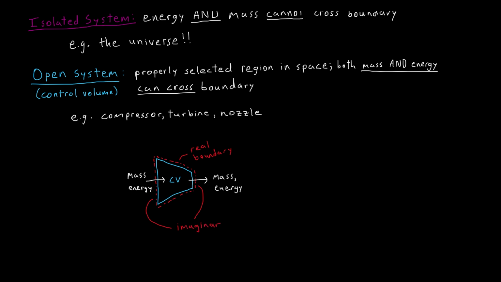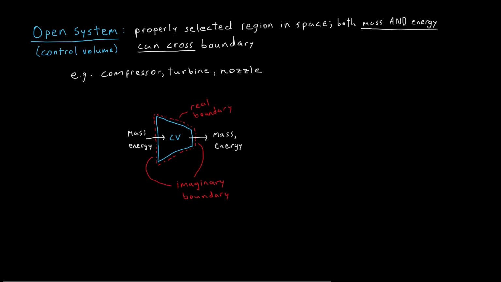From this particular configuration, you can see that you can have both real and imaginary boundaries in your system, and you have some form of mass and energy going in and out of the system. And keep in mind that this type of system is again the most commonly seen in thermodynamics, since it is also the most natural and commonly seen type of system in real life.